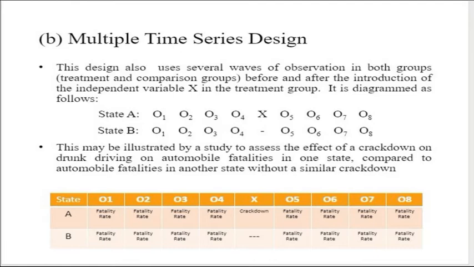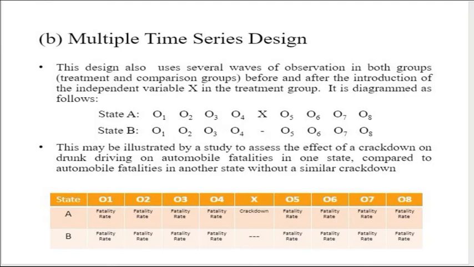Multiple time series design. This design also uses several waves of observation in both the treatment group and a comparison group before and after the introduction of the independent variable X in the treatment group. It is diagrammed as follows. State A: observation 1, observation 2, observation 3, observation 4. After introducing X, the independent variable, take observation 5, observation 6, observation 7, and observation 8.